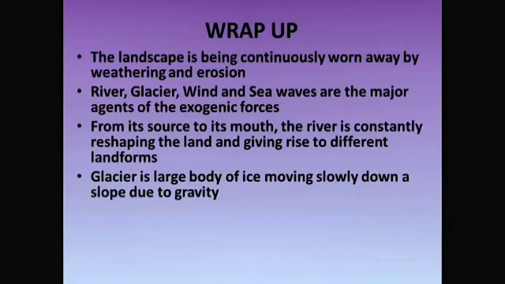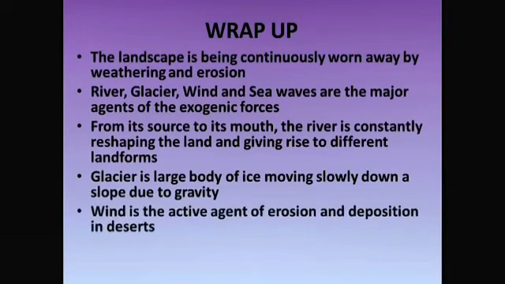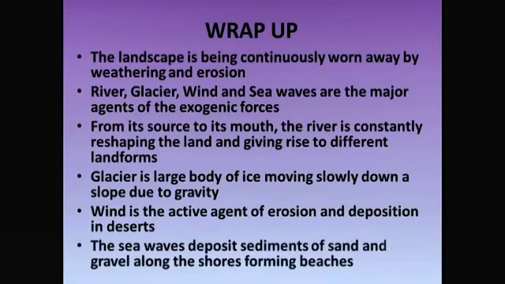Glacier is a large body of ice moving slowly down a slope due to gravity. Moraines are glacial depositions. Wind is the active agent of erosion and deposition in deserts. The sea waves deposit sediments of sand and gravel along the shores forming beaches.